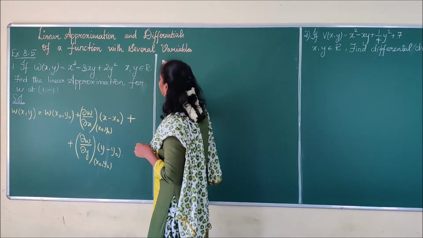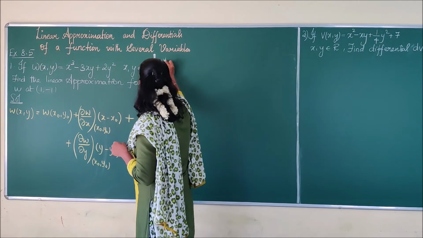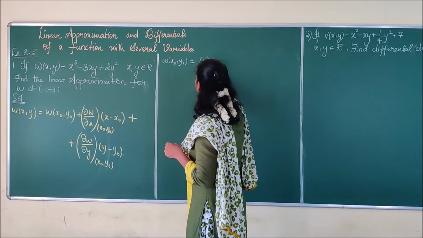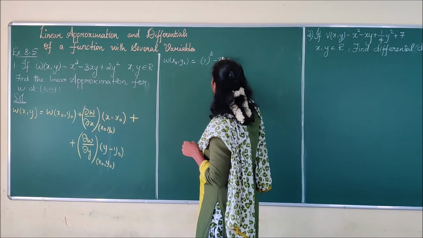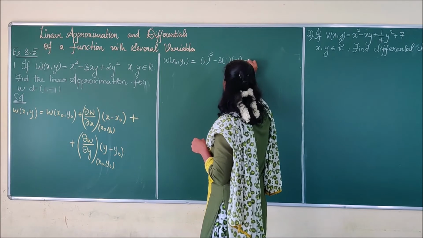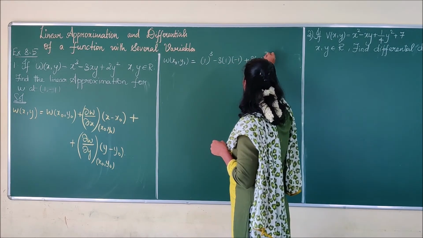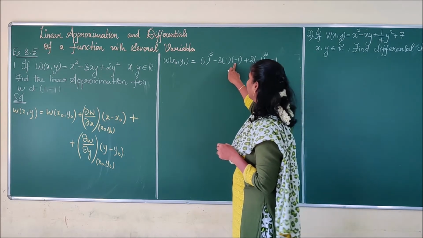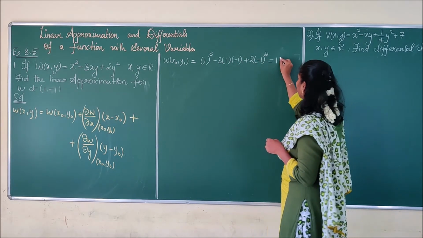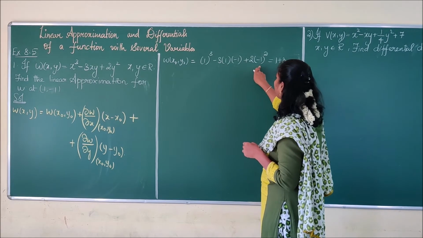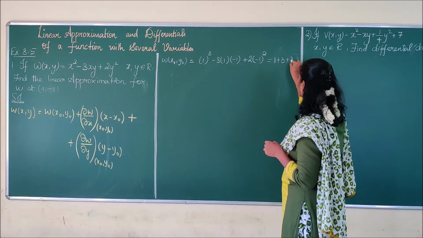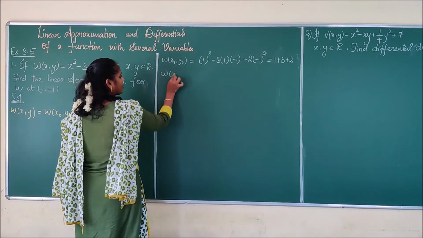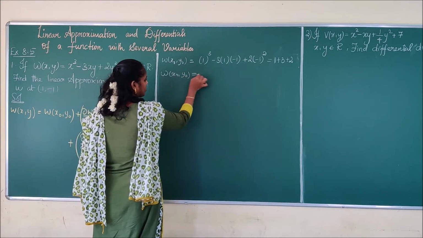Okay. So what is my given function here? That is W of x naught comma y naught is nothing but 1 the whole cube minus 3 into 1 into minus 1 plus 2 into minus 1 the whole square. So this is nothing but 1, and here I have minus. So here also I have minus. So I will be getting plus 3, and this is plus 1 plus 1 plus 2 is 2, and this is nothing but 6. Okay. So my W of x naught comma y naught is nothing but 6.